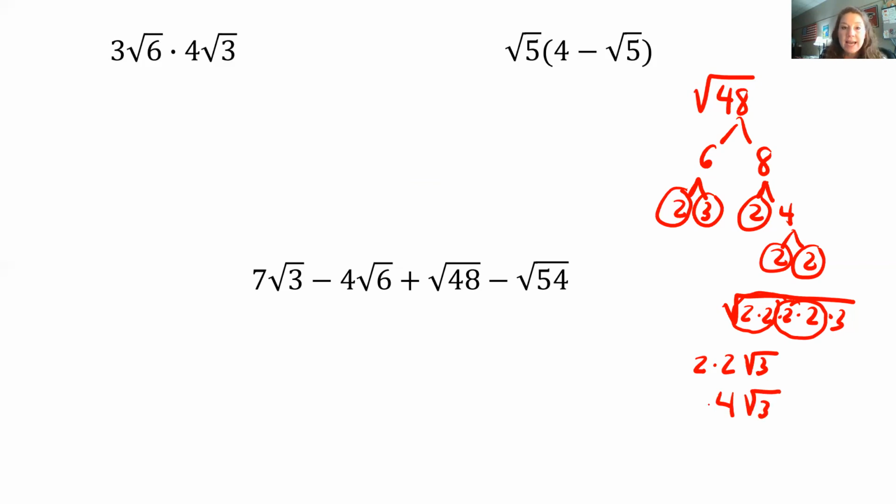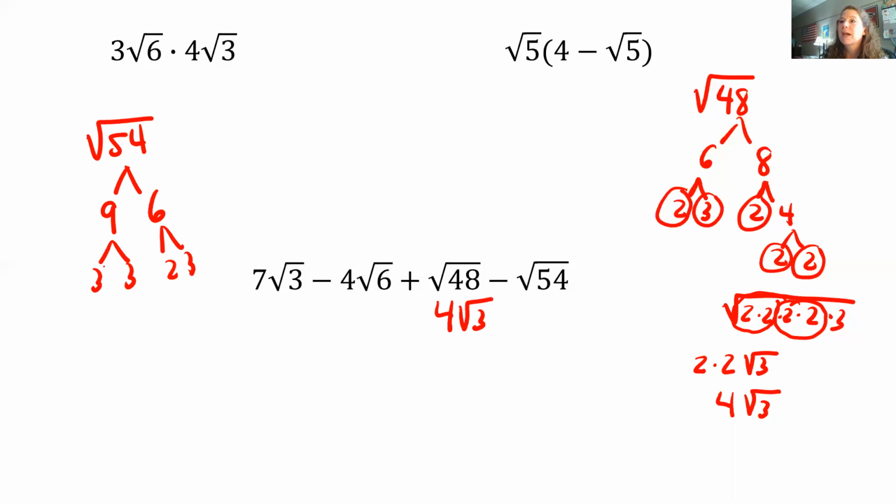So do I check it? Yes. I square 4. 4 squared is 16, and does 16 times 3 equal 48? Yes. So this is 4 square roots of 3. And then we have square root of 54, which would be 9 times 6. Sorry, my brain went dead. So 9 is 3 times 3. 6 is 2 times 3. I have 3 3s and a 2. So I get to pull out 1 3, and what's under the radical?